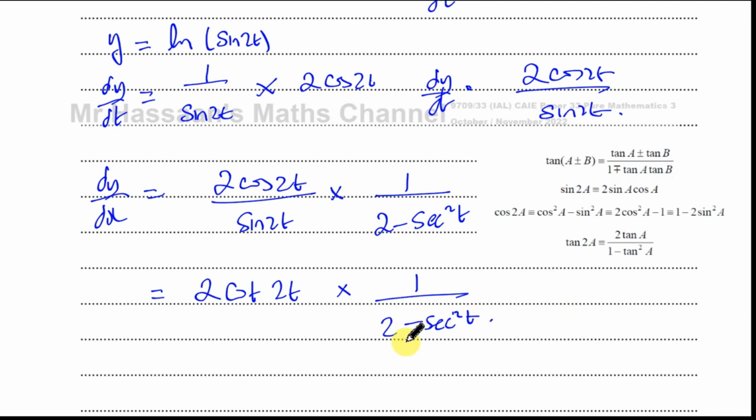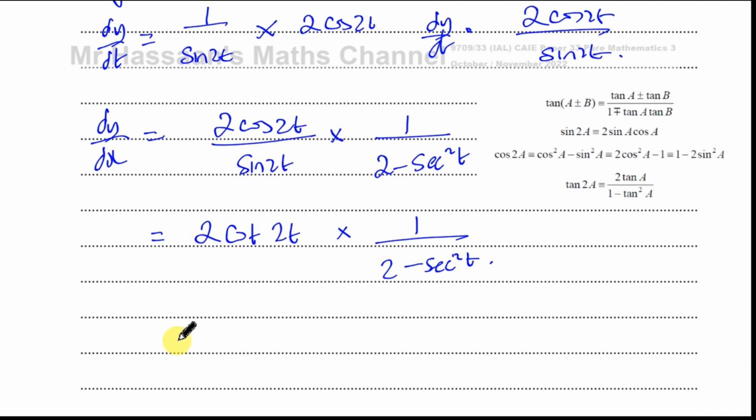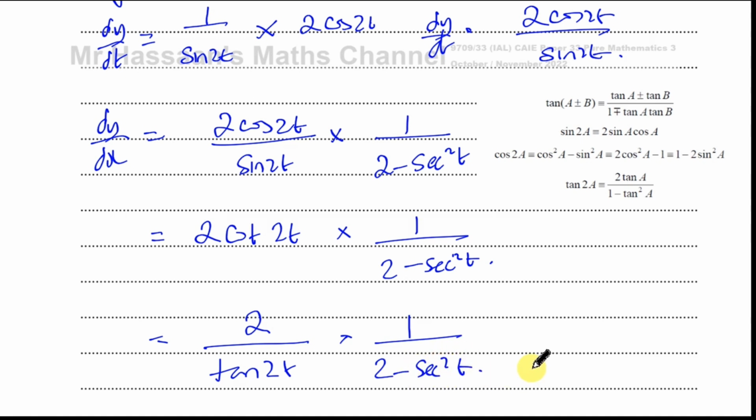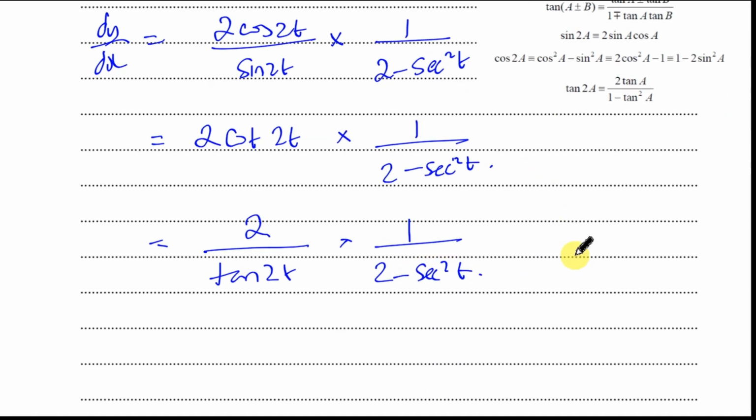Okay, and what we can think of this as, basically, 2 over the tangent of 2t times 1 over 2 minus secant squared of t. Okay, now we know this identity here. You can see this identity is the double angle identity for tan 2a.